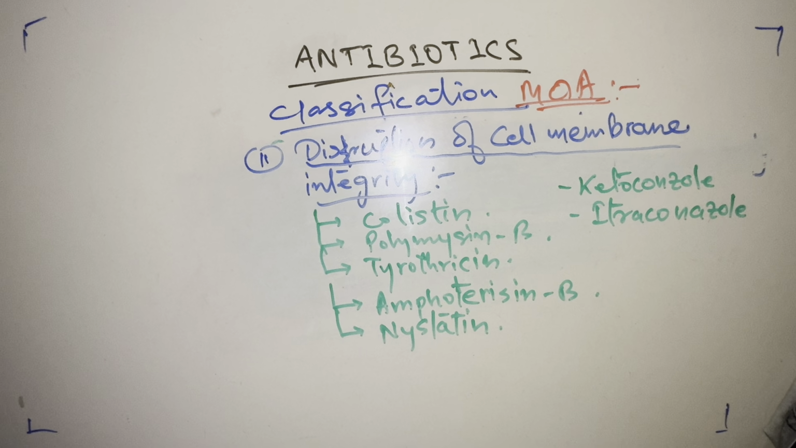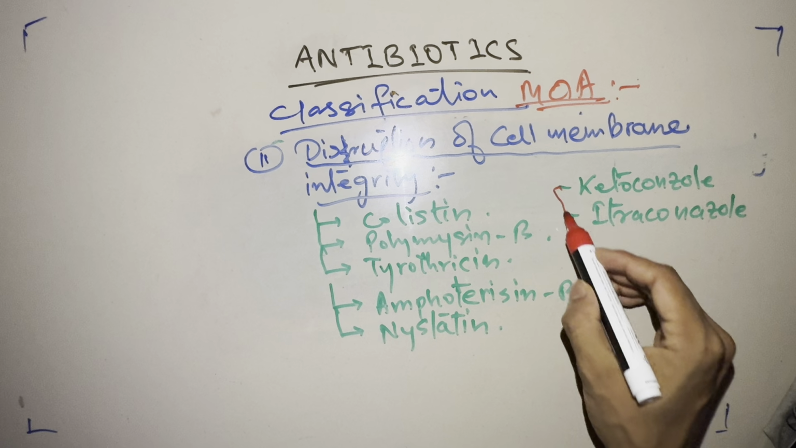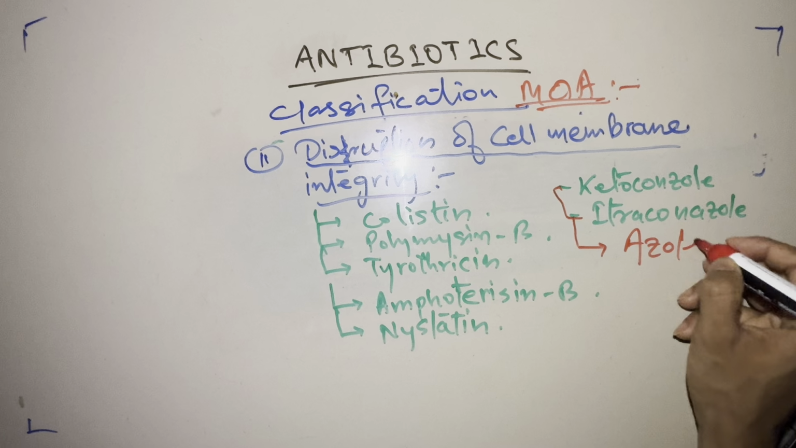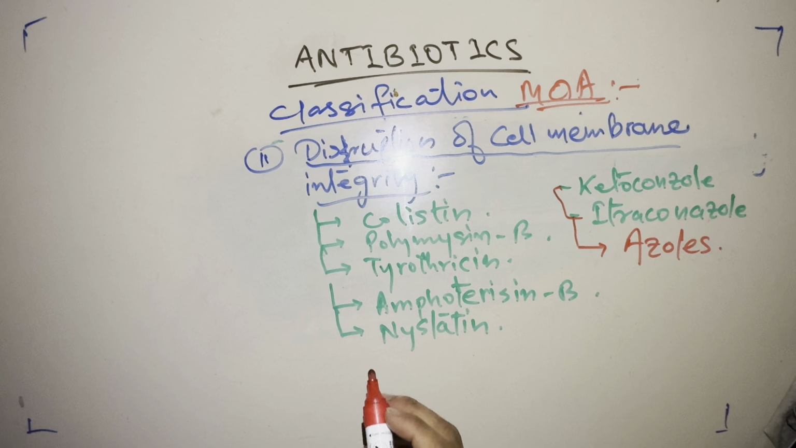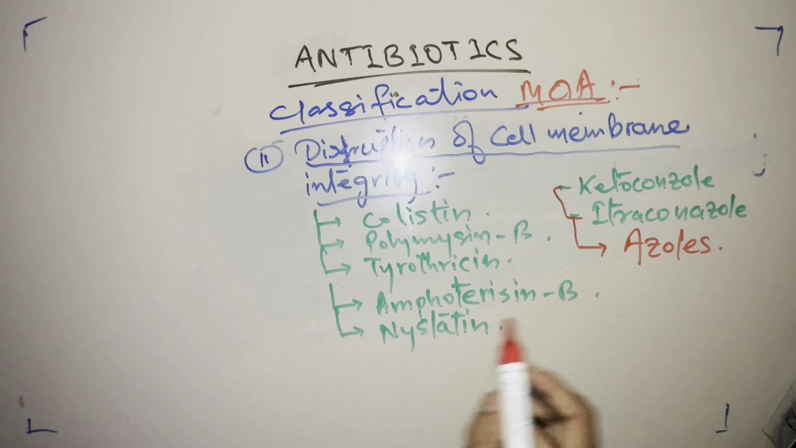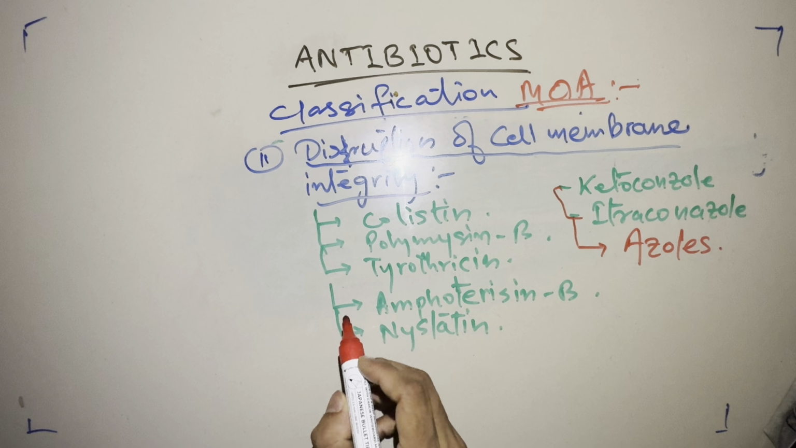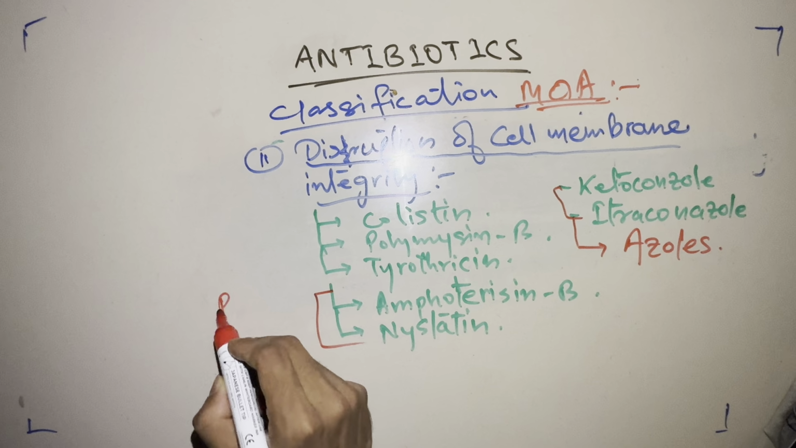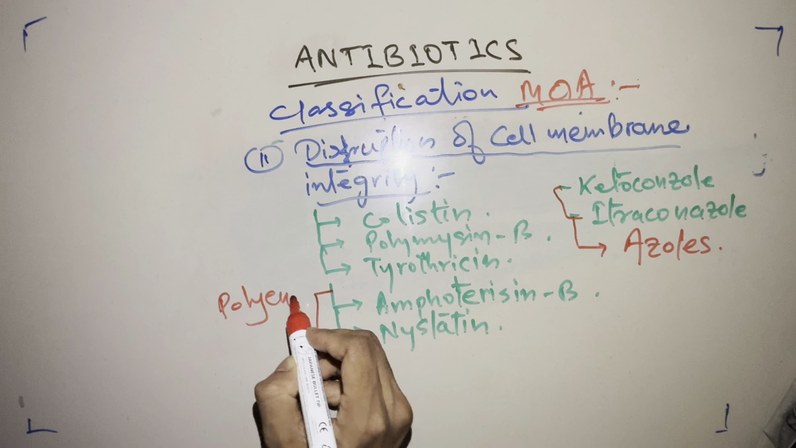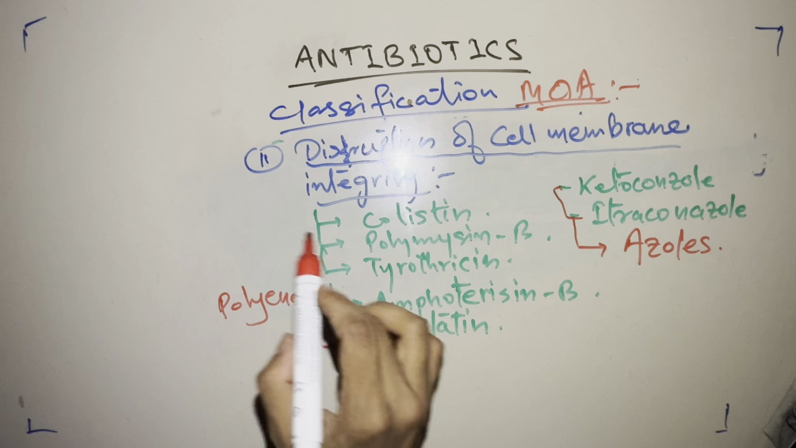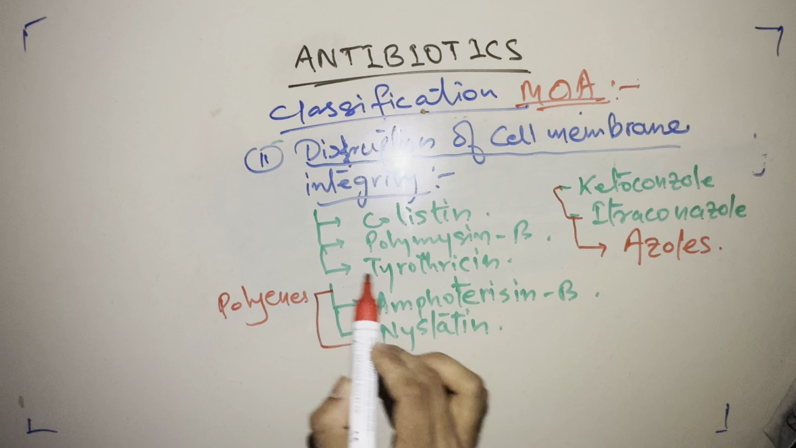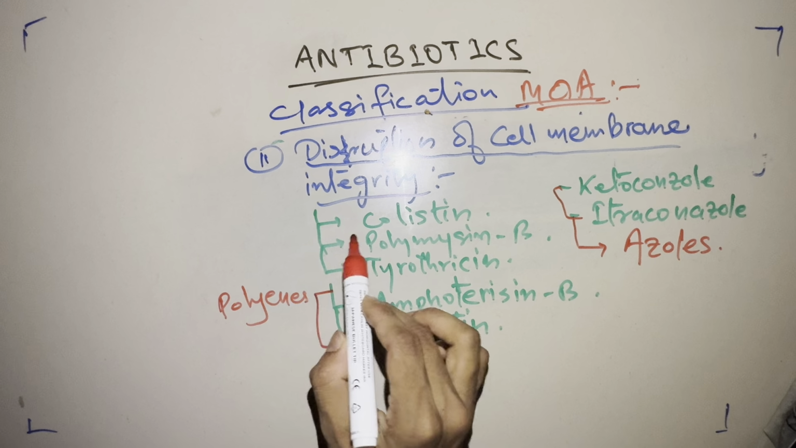Now the most important thing you have to remember: ketoconazole and itraconazole are azole derivatives. They are called azoles. Amphotericin B and nystatin are called polyenes. Colistin, polymyxin B and tyrothricin are called polypeptides.